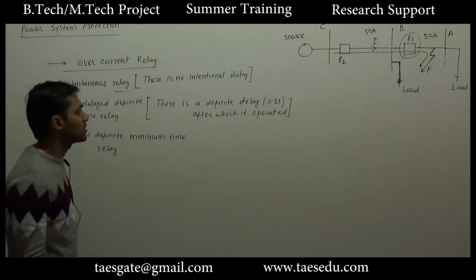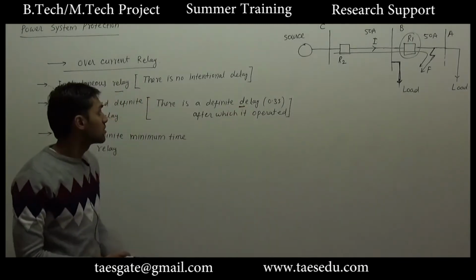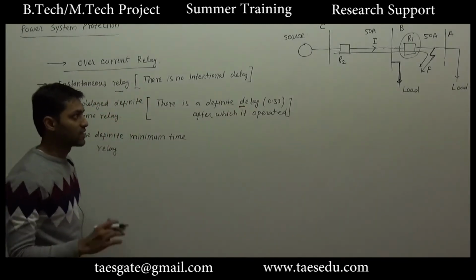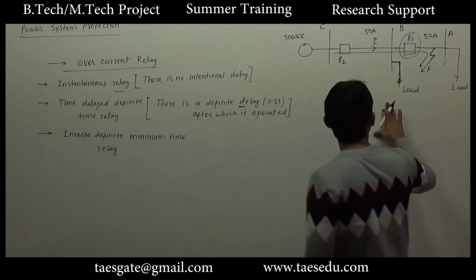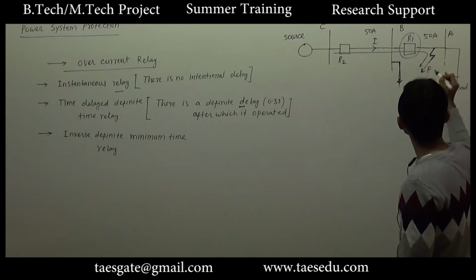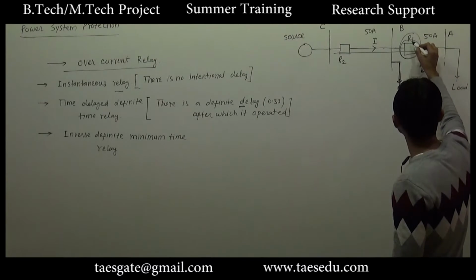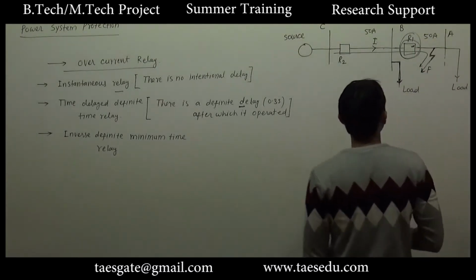There may be a question, why provide a delay? The relay should always operate instantaneously. But looking at this example, consider the fault at this point. What do we want? We want this relay to operate. The desired operation is operation of relay 1 first.